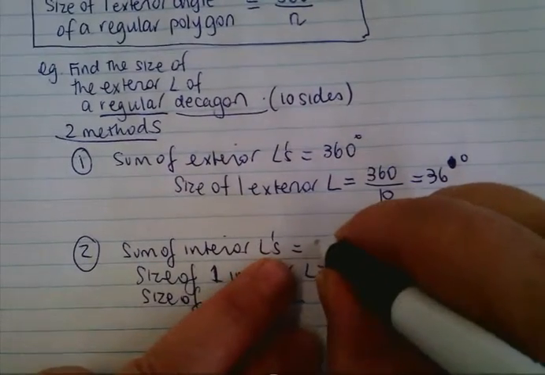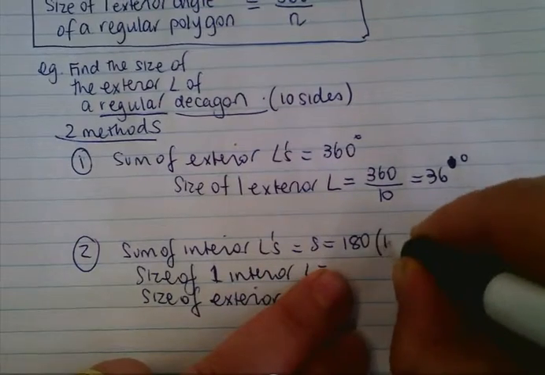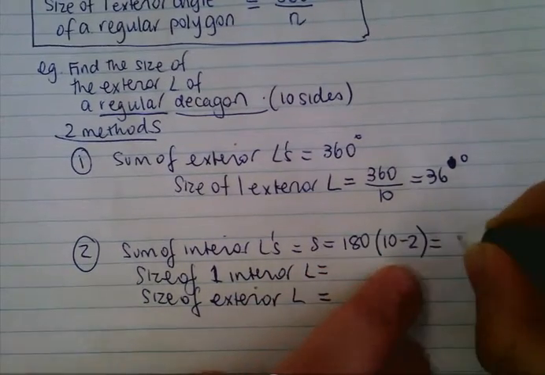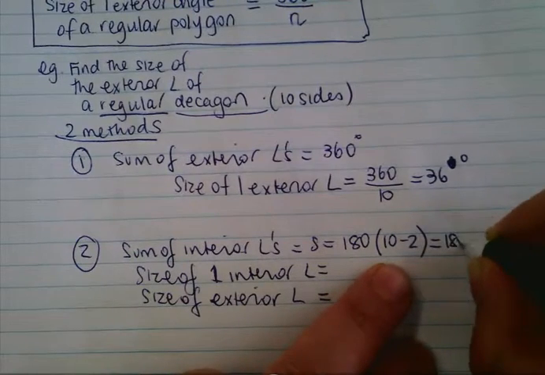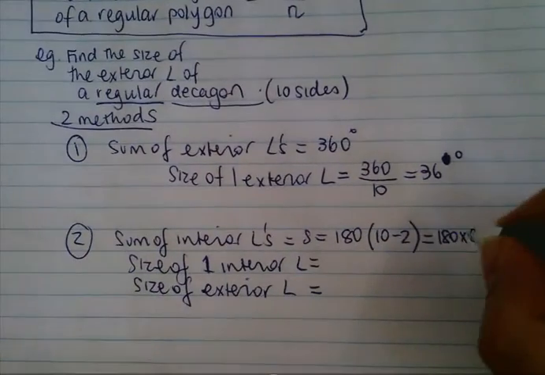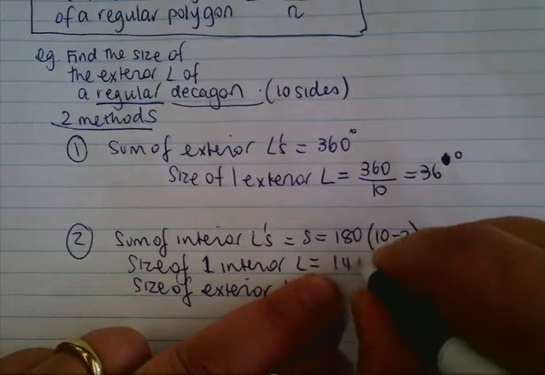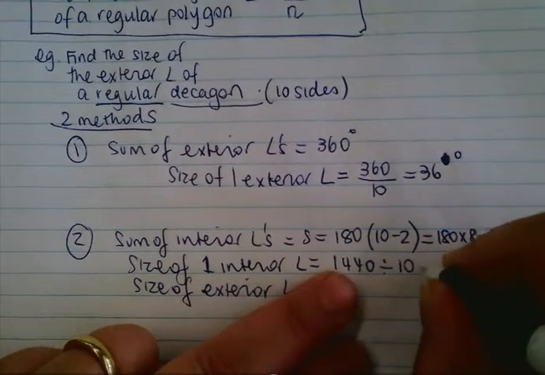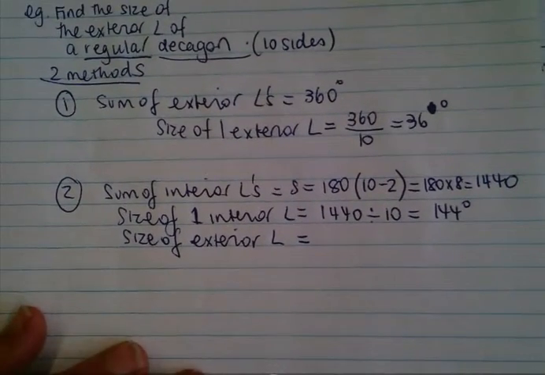Give me the sum of all the interior angles. 180 times (10 minus 2), which is what? 180 times 8, which is 1440. So what's the size of one interior angle? Divided by 10, 144.